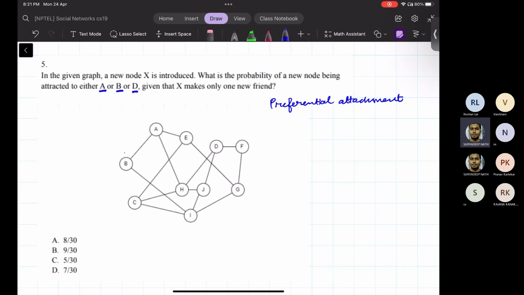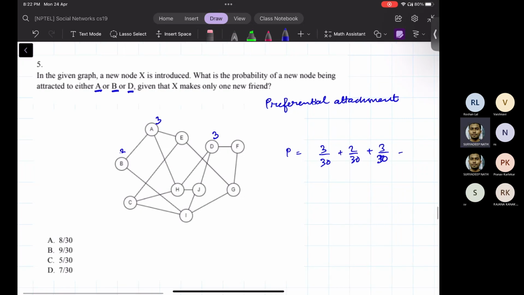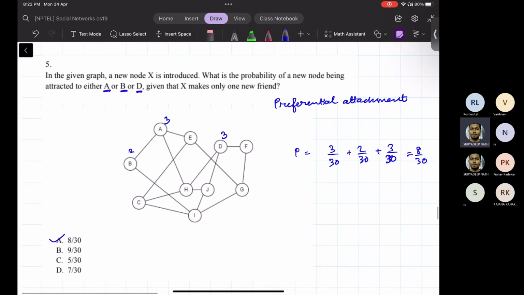So the degree of A is 3, degree of B is 2, and degree of D is again 3. If you take the total degree, it comes out to be 30. So the probability is basically 3 over 30 plus 2 over 30 plus 3 over 30, and that is 8 over 30. So this is how you find out the probability.